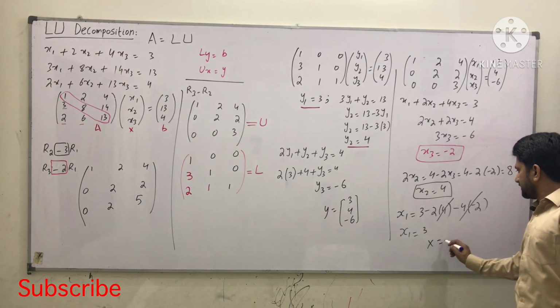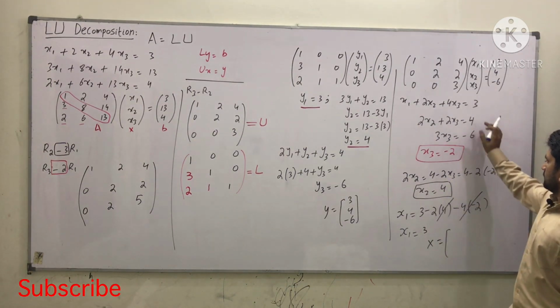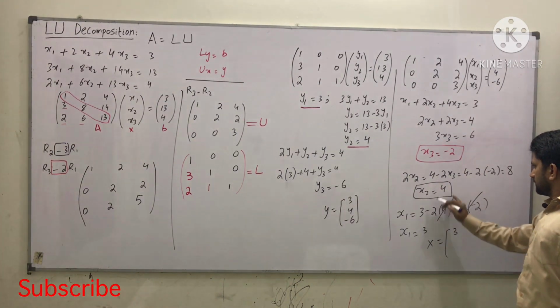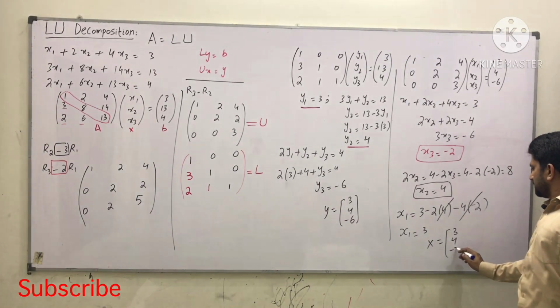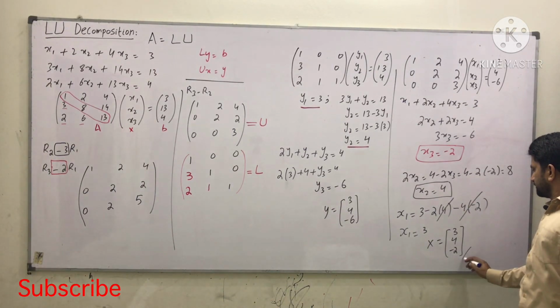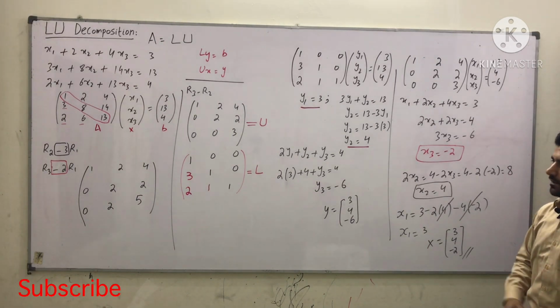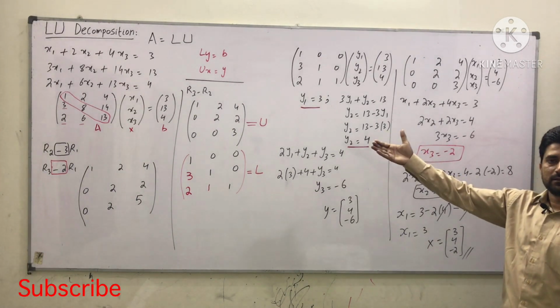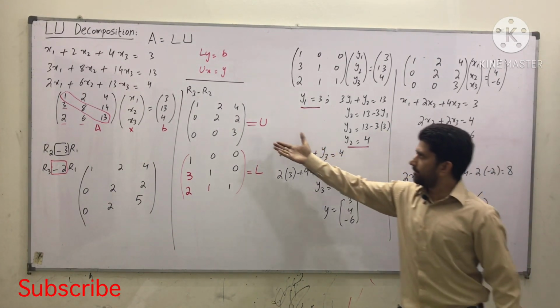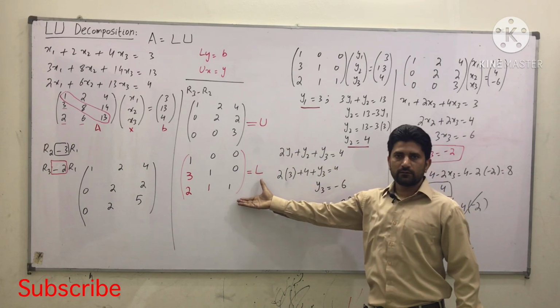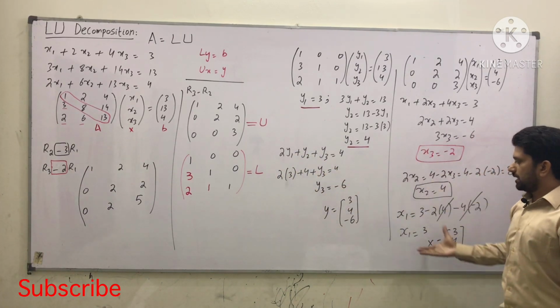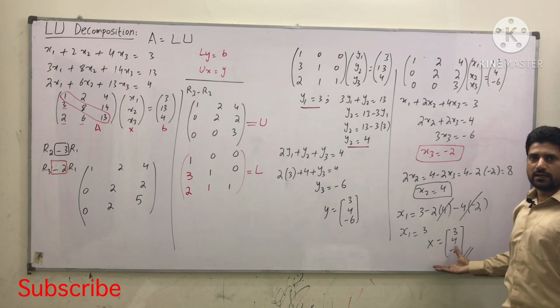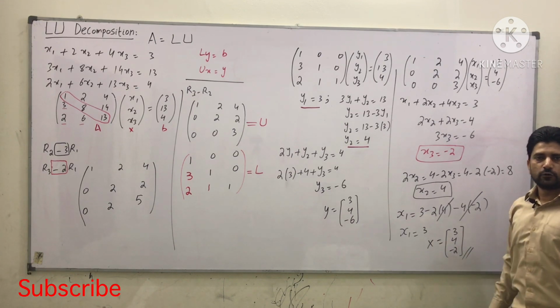So we have x equals 3, 4 and minus 2. This is how we applied the LU method: first find the upper triangular, then the lower triangular, then the unknowns x1, x2 and x3. I hope things are clear.